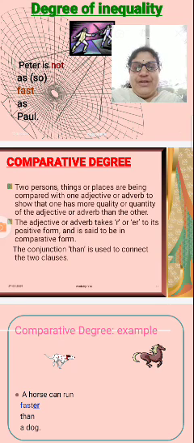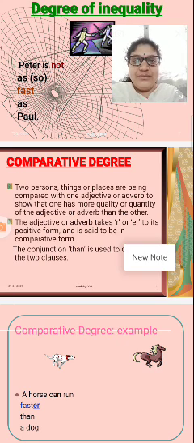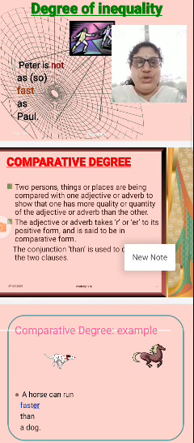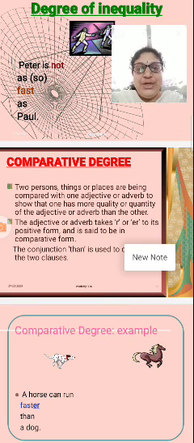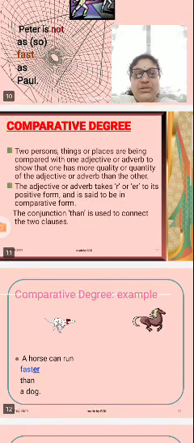The adjective or adverb takes -r or -er to its positive form and is said to be in comparative form. Right? The conjunction than is used to connect the two clauses.